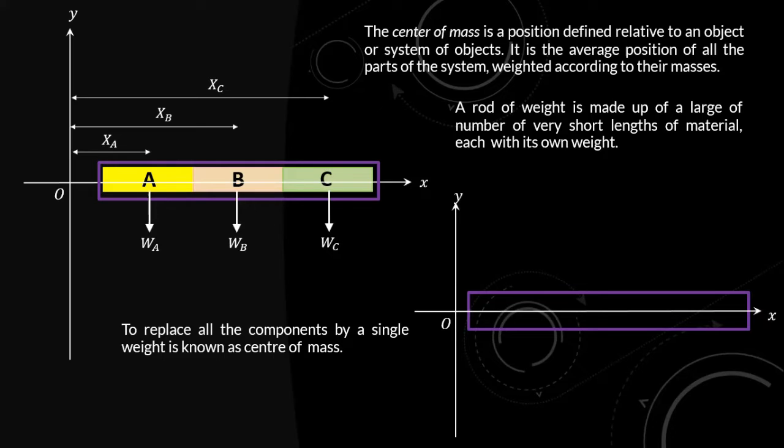On this XY axis diagram, we put an X, a cross, as the sign of center of mass. To replace all the components by a single weight. Okay, students, we call this one center of mass, denoted by X bar. Is it very simple, right? Okay, students, this X or cross sign is denoted by X bar as center of mass. Center of mass replaces all the components by a single weight.